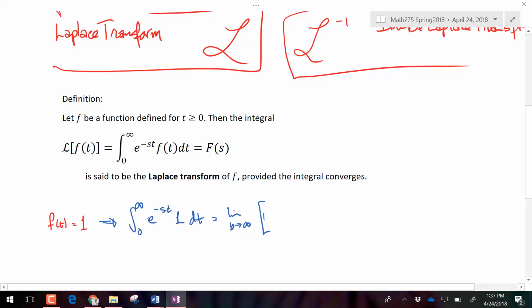You do a U-substitution, it'll be e to the negative st, and I have to divide out by a negative 1 over negative s or something like that. Is that right?